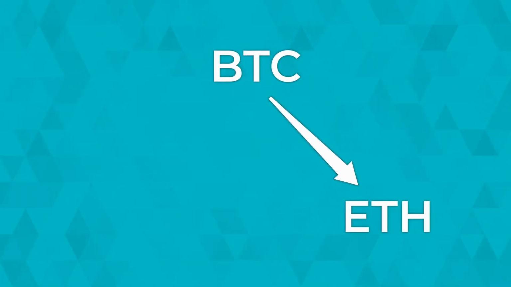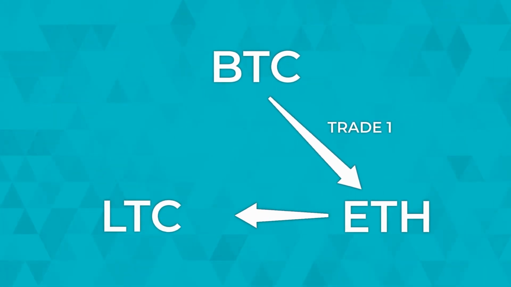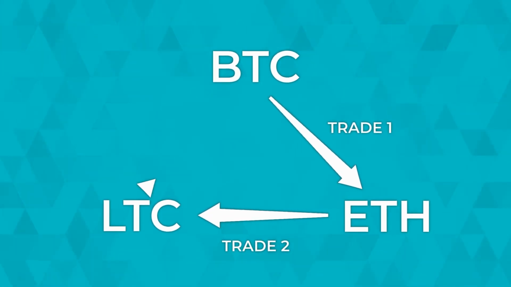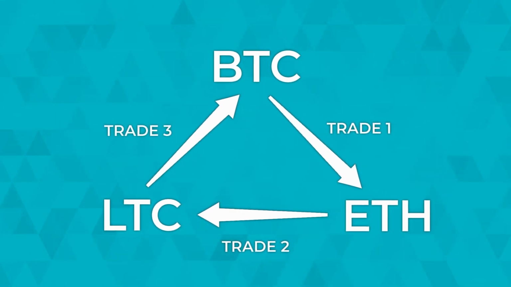Triangular arbitrage is called triangular because it involves a triangle of trades. For example, Bitcoin to ETH. Here you buy ETH. This is trade 1. ETH to Litecoin. Here you buy Litecoin with ETH, and this is trade 2. Litecoin to Bitcoin. Here you buy Bitcoin with Litecoin, and this is trade 3. Once these 3 trades are completed, you have done a triangular arbitrage. This is only possible because markets aren't perfect, and you have a bot that can capitalize on these market inefficiencies.